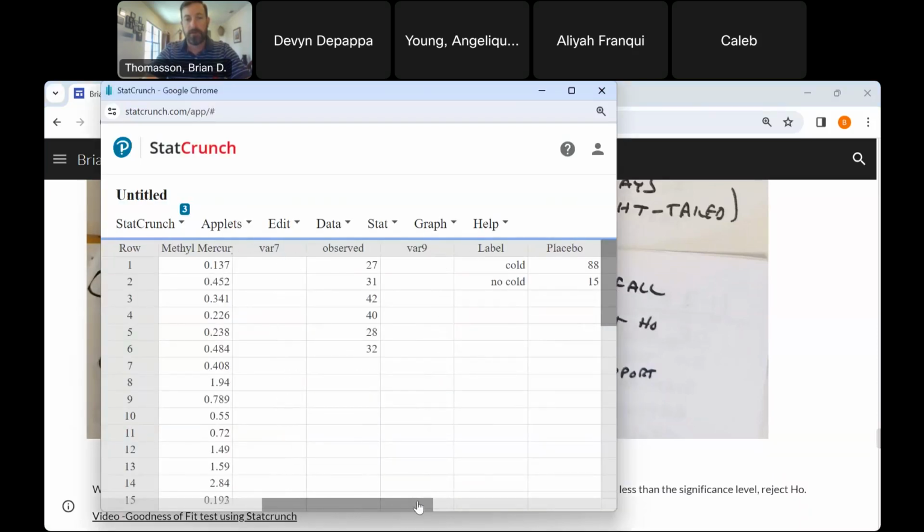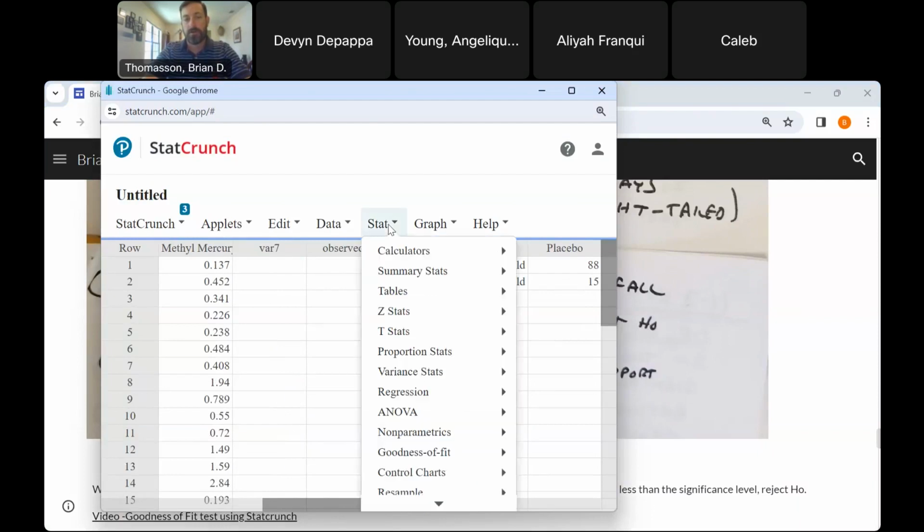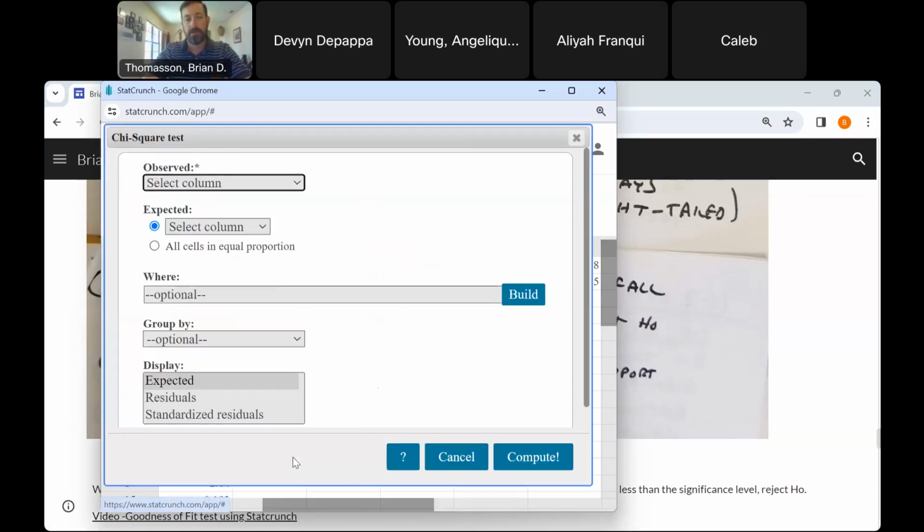Okay, so I have a column with the observed frequencies for our die. They had 27 ones, 31 twos, and so forth. Now we're going to go under stat, and this is called a goodness of fit. We're just trying to figure out, does it fit what we expect, or does it not? So stat, goodness of fit, chi-square test.